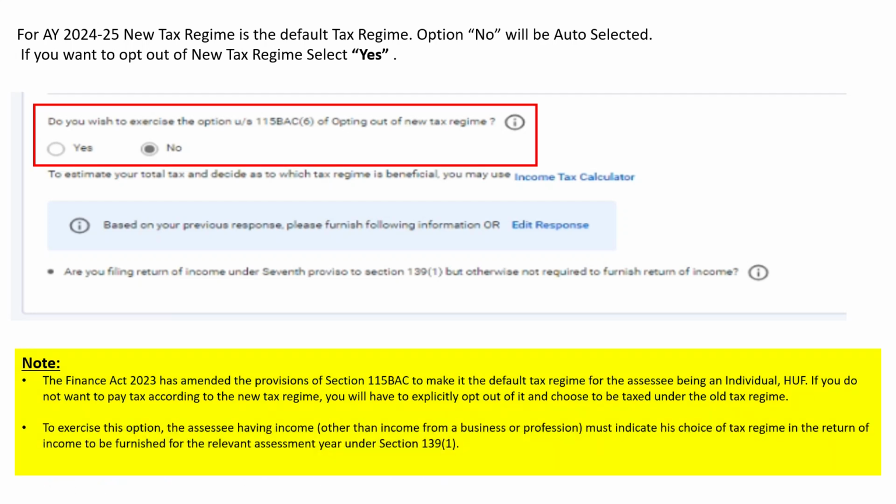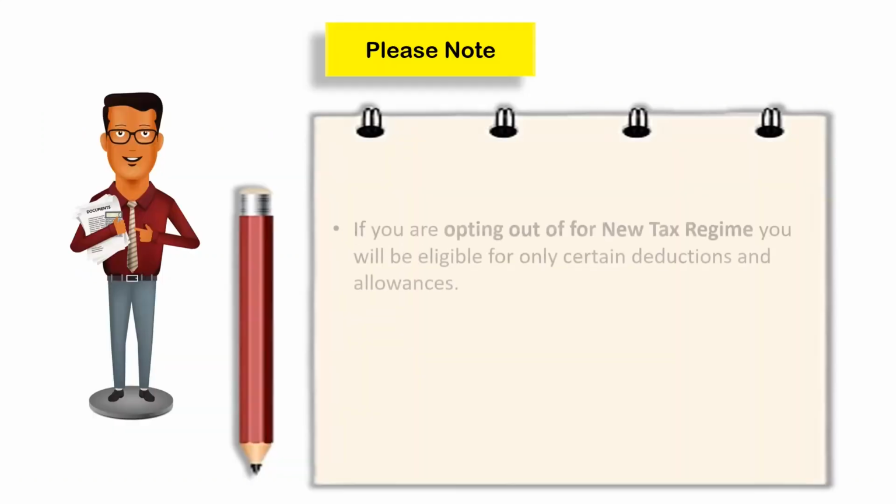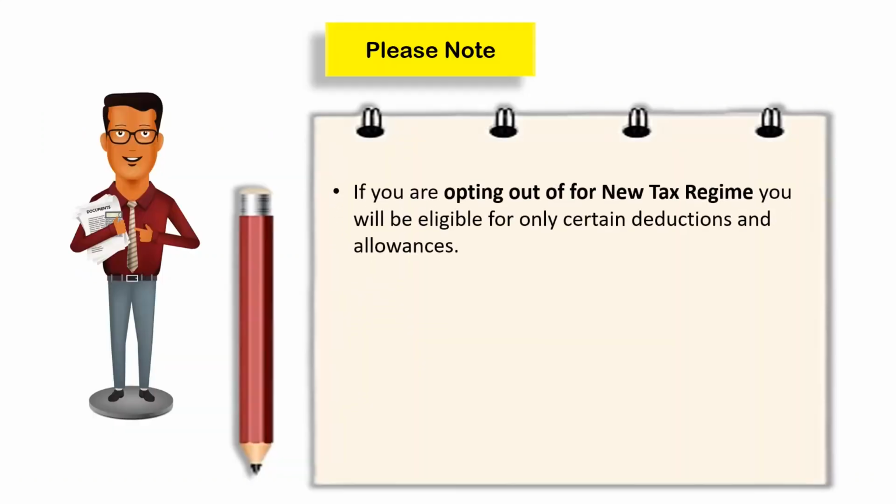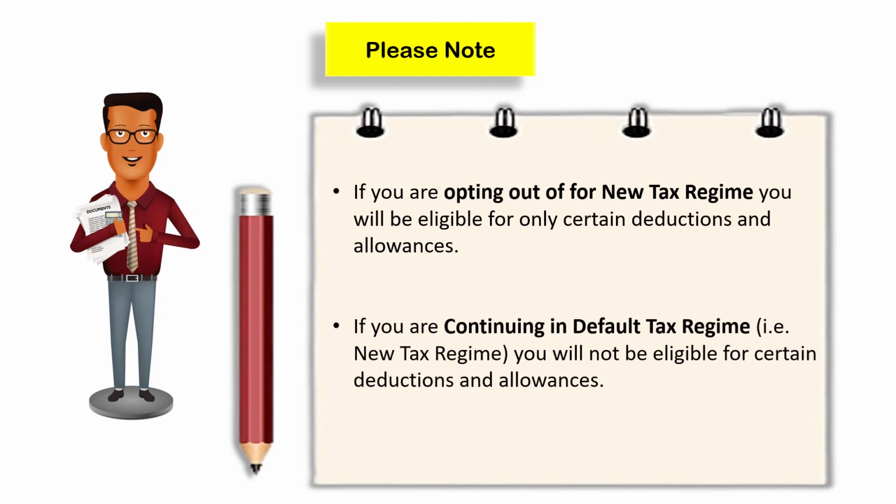To exercise this option, assessee having income other than income from business or profession must indicate choice of tax regime in the return of income furnished for the relevant assessment year by selecting no as the option to the given question. Please note, if you are opting out of the new tax regime, you will be eligible for only certain deductions and allowances. If you are continuing in the default tax regime, that is a new tax regime, you will not be eligible for certain deductions and allowances. To know more, you may refer to our video on new tax regime versus old tax regime.